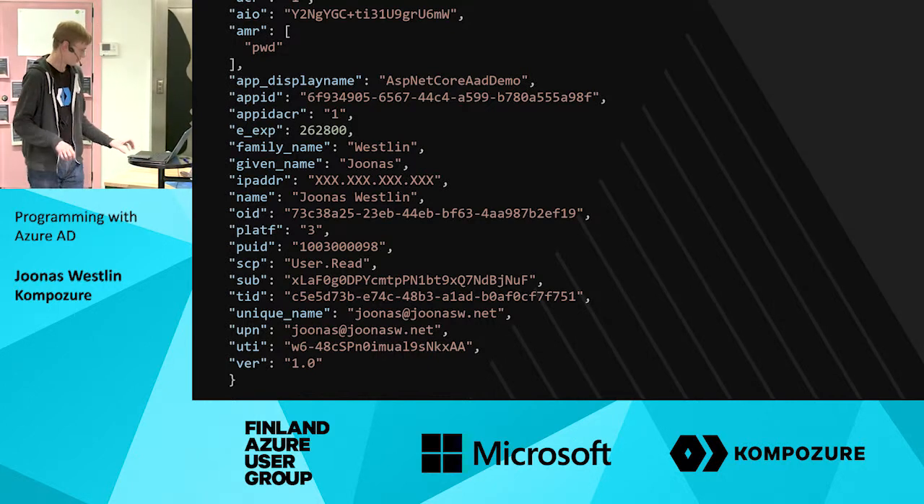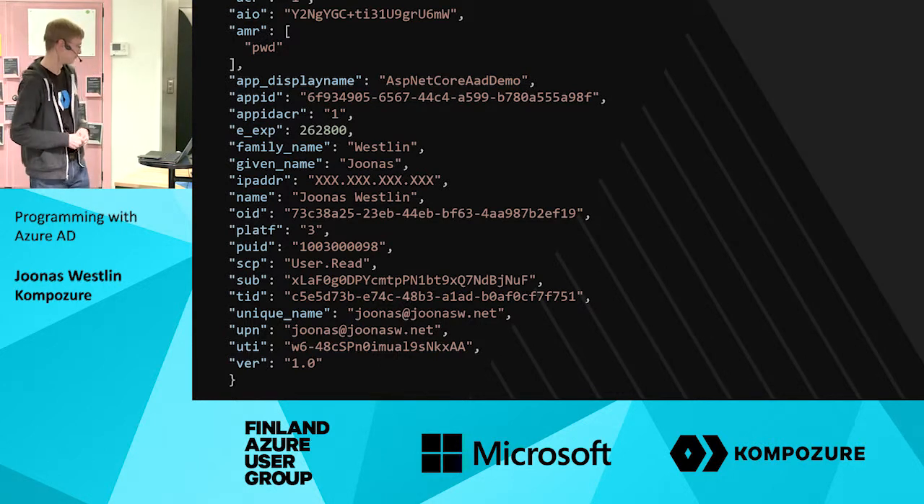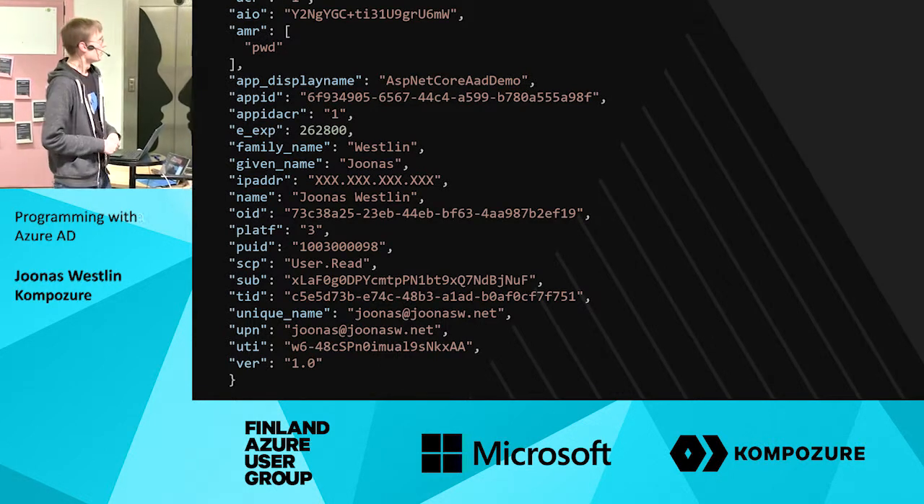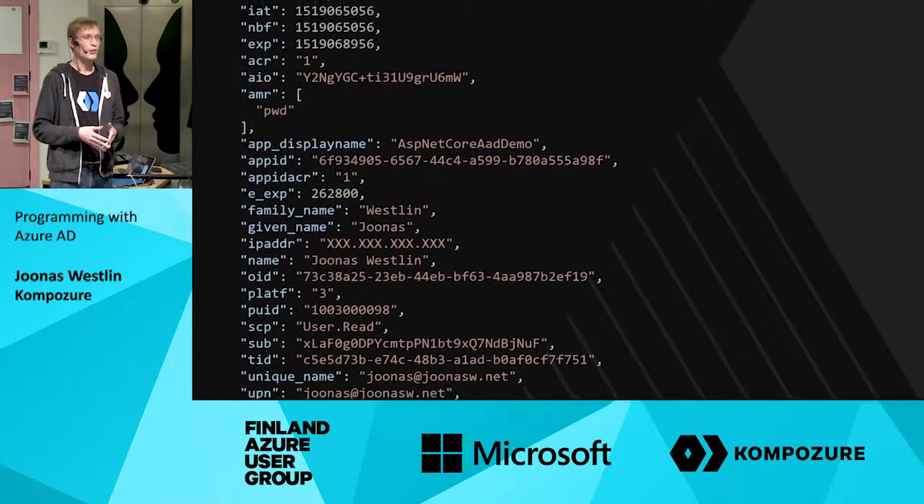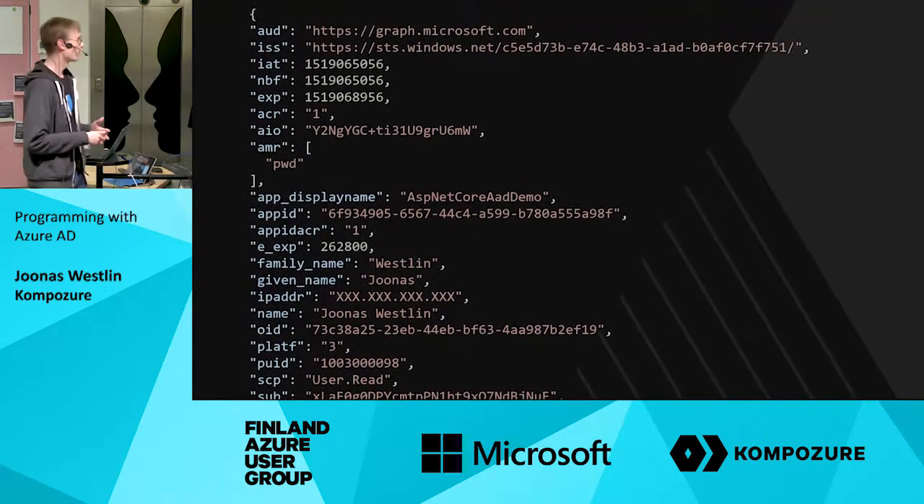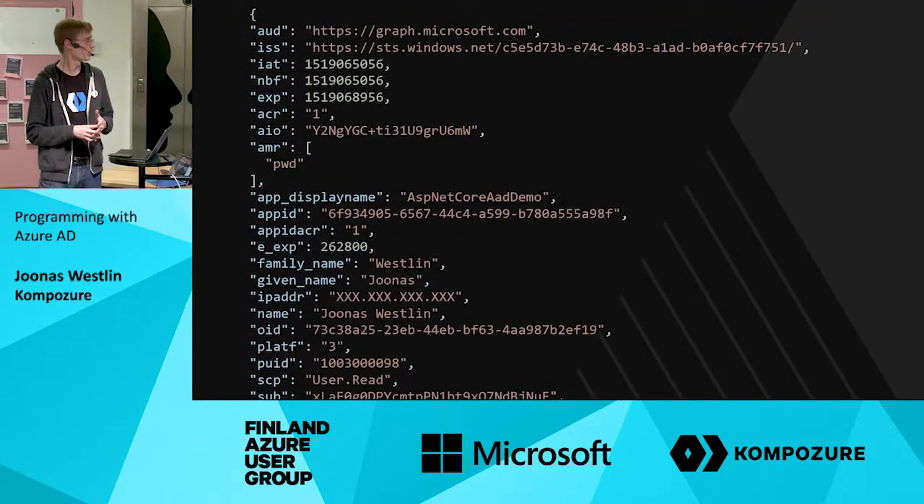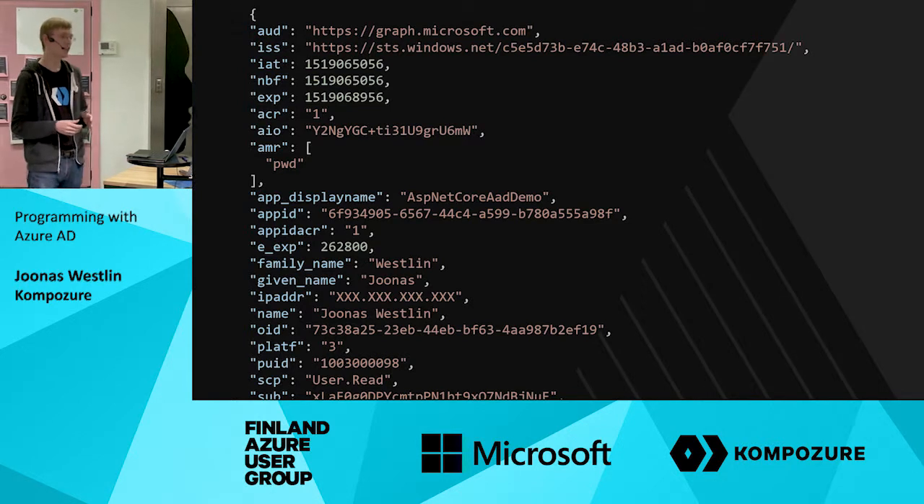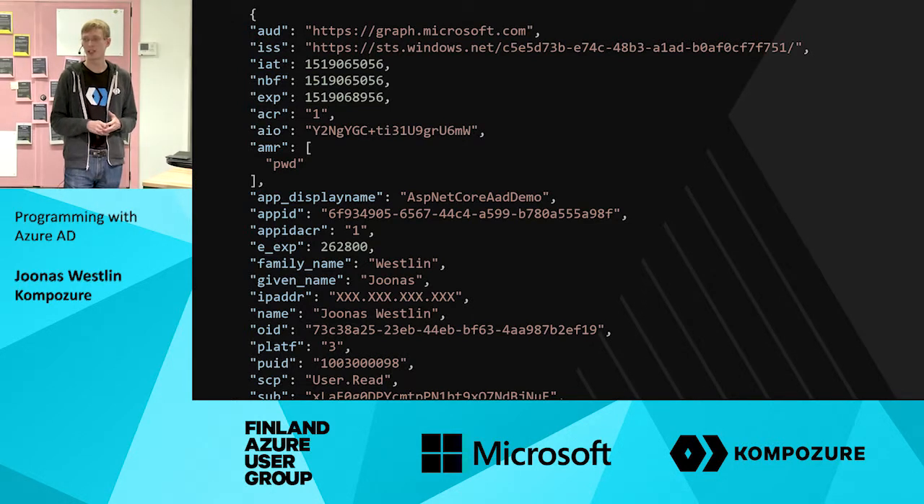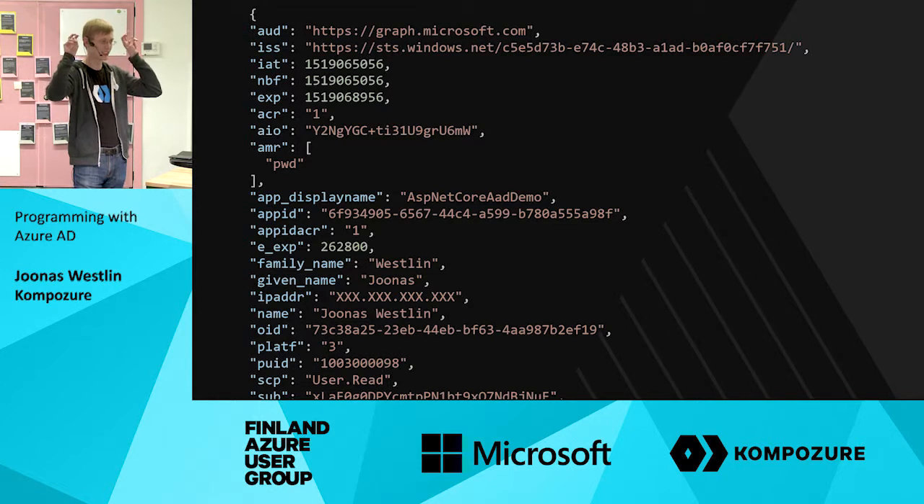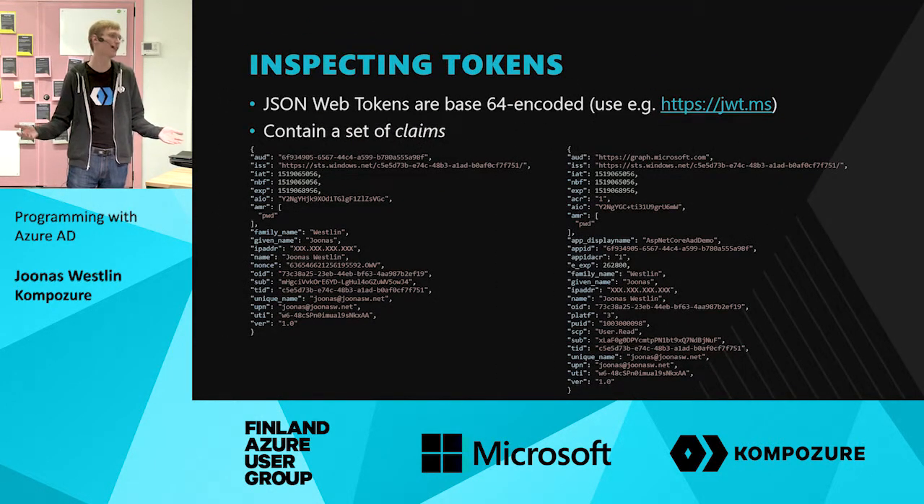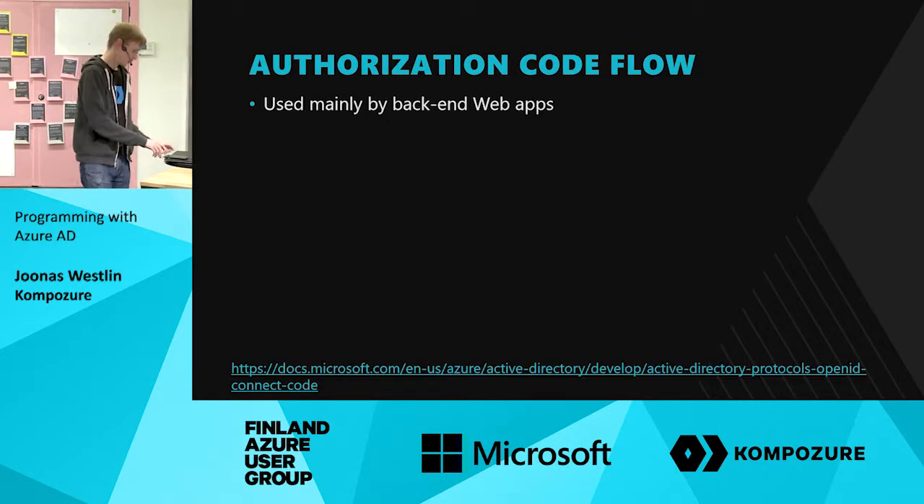All right. Final thing before the demo. I'm going to talk about a couple of authentication flows. The first one is authorization code flow. This is mainly used by back-end web applications. So when you have a kind of traditional web application, which doesn't have a fancy JavaScript front end, then you might use this one.